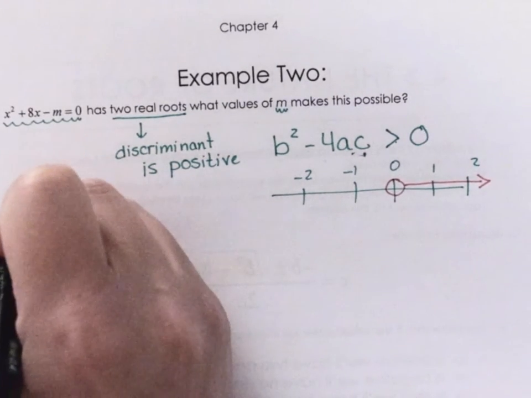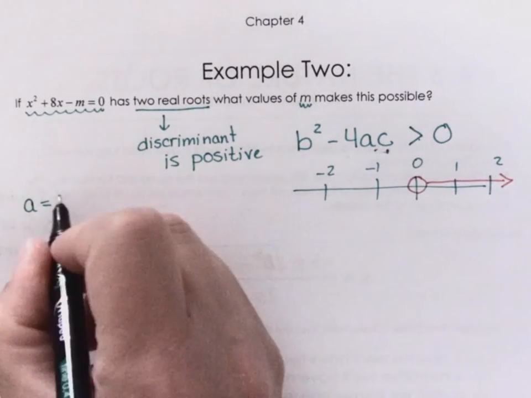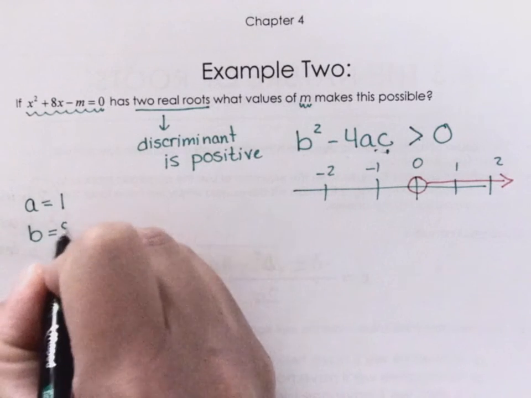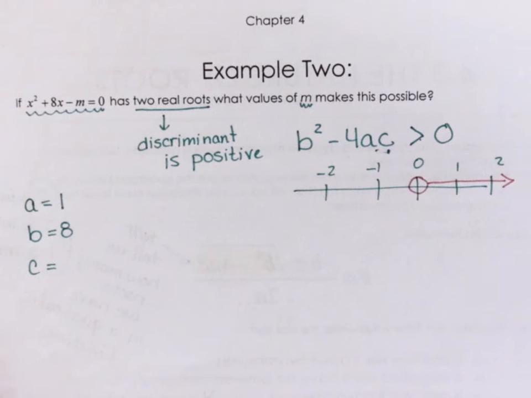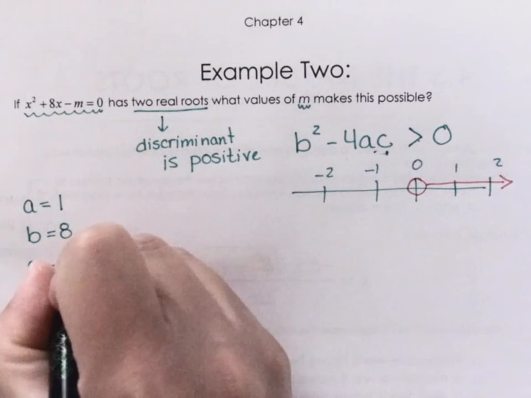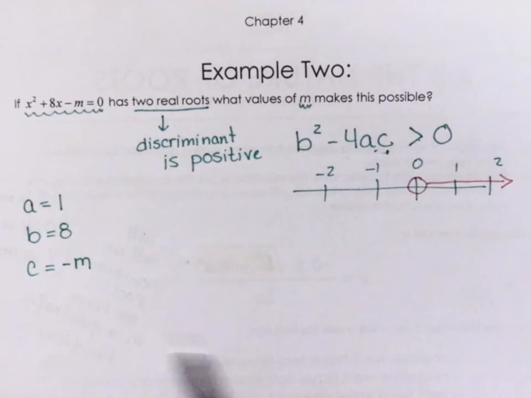Okay, so what do we know A is? 1. What's B? What is C? But we're trying to find the value of C. Do we know what it is? No. So we're going to write, you guys with me so far here? Because we're trying to find what those values of C are that are going to satisfy this inequality. Okay, so let's put those in.